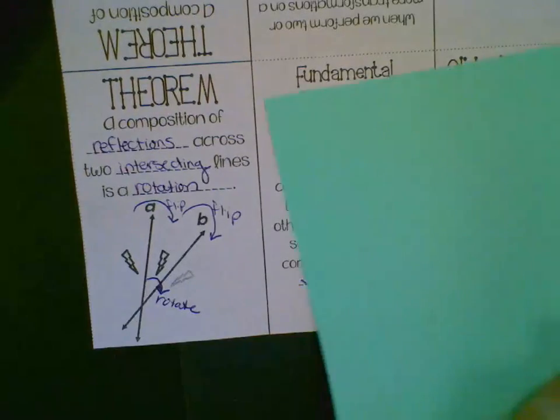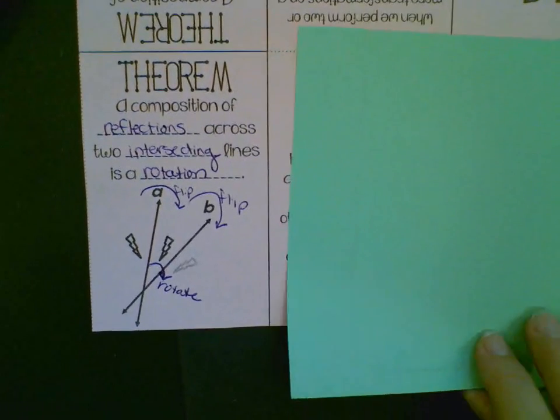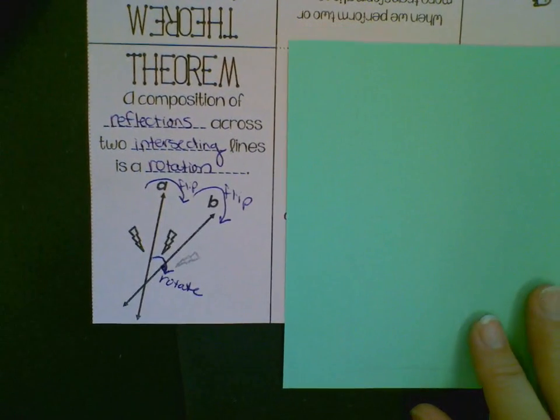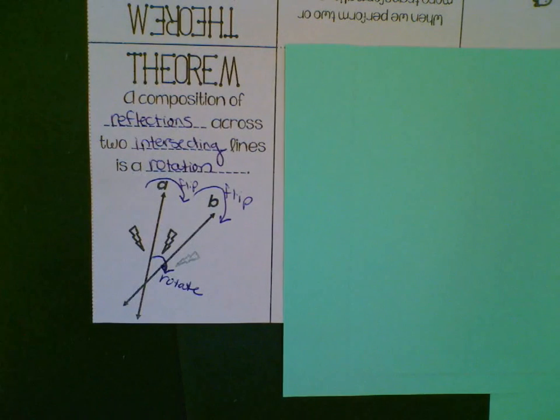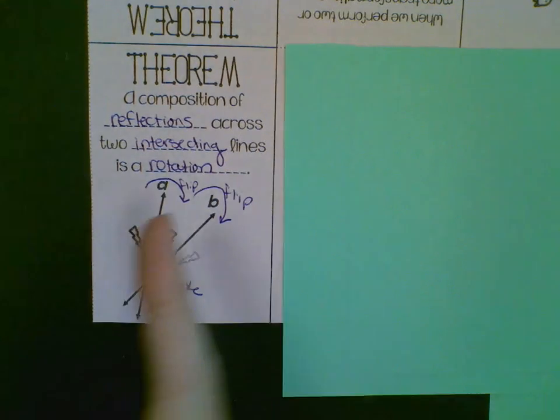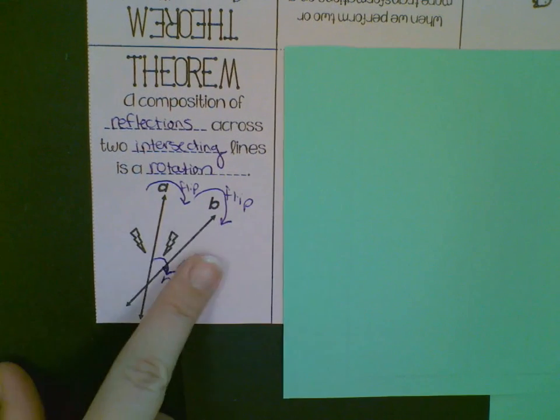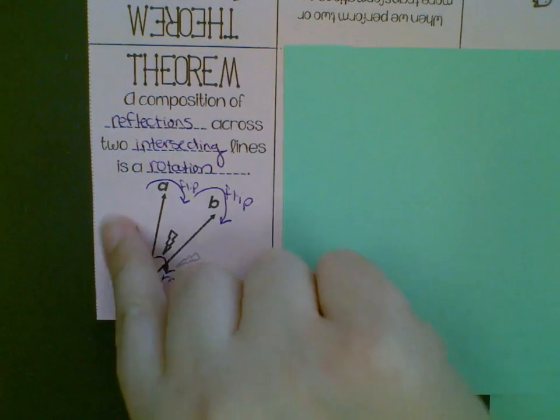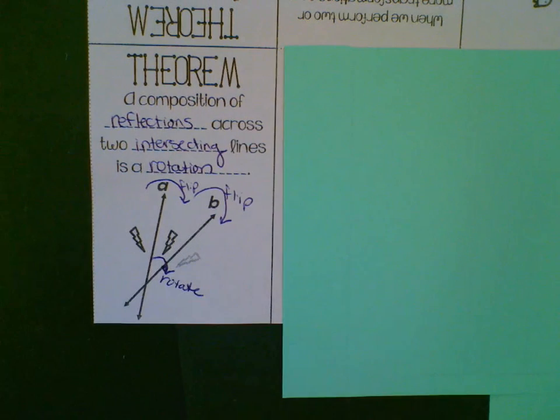Let's turn our paper and look at the next one. So if we reflect or flip over two lines that intersect, then that would be a rotation. So first I flipped over A, and then I flipped over B, but that would have been the same thing if I just took it and turned it, and it would have landed there. So two flips over intersecting lines is the same as a rotation.